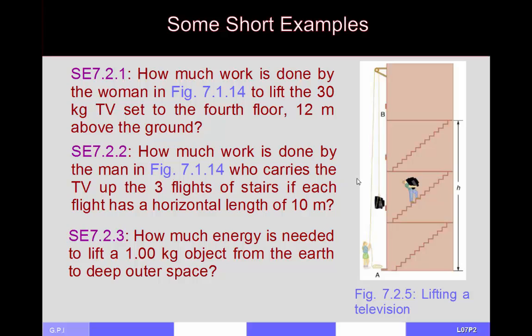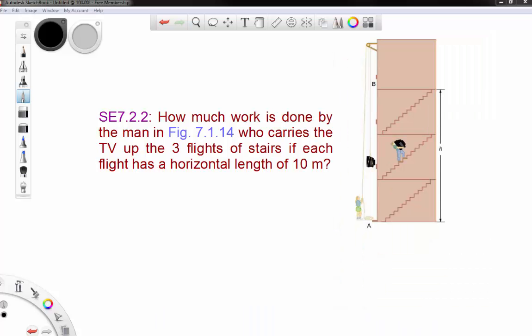Okay, our next example asks how much work is done by this man in carrying the television set up these 3 flights of stairs, assuming that the flight has a horizontal length of 10 meters. So this is 10 meters, and of course we're assuming that all of this is still true. So, 30 kilogram television set and all that.